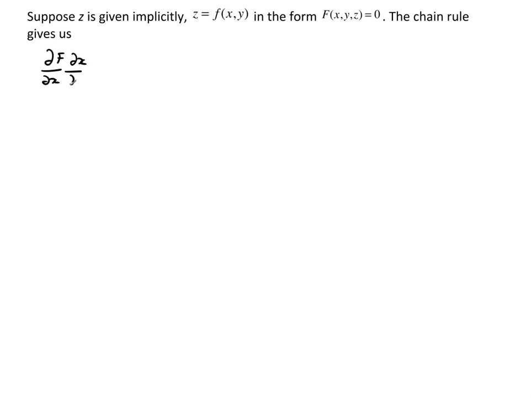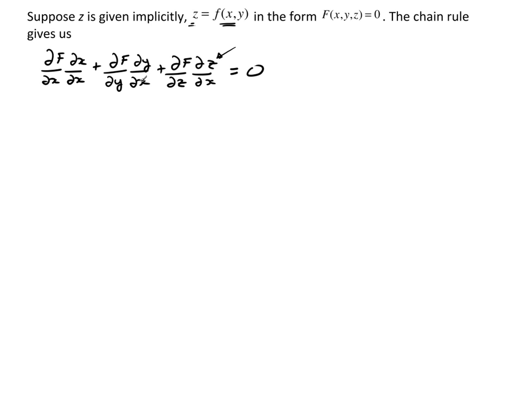partial of x with respect to x, plus the partial of f with respect to y, and then the partial of y with respect to x, plus the partial of f with respect to z, times the partial of z with respect to x. And all this would be equal to 0. Now notice that z is a function of x and y, so this partial of z with respect to x is something.